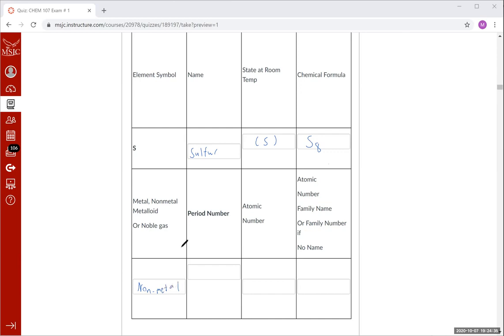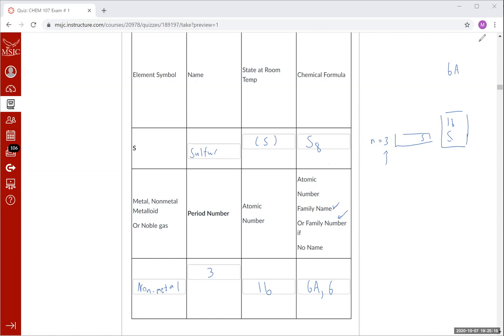What is the period number for sulfur? What is the row that sulfur is present in? 3. Yep, exactly right. And looking at the periodic table, looking at the entry for sulfur, what is the atomic number for sulfur? 16, exactly right. So now we need the family name, family number, and the number would be 6A or 6. Either would be accepted.